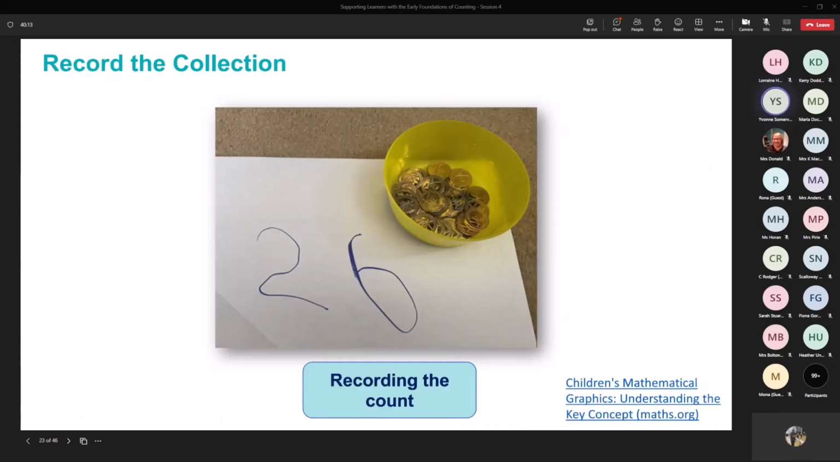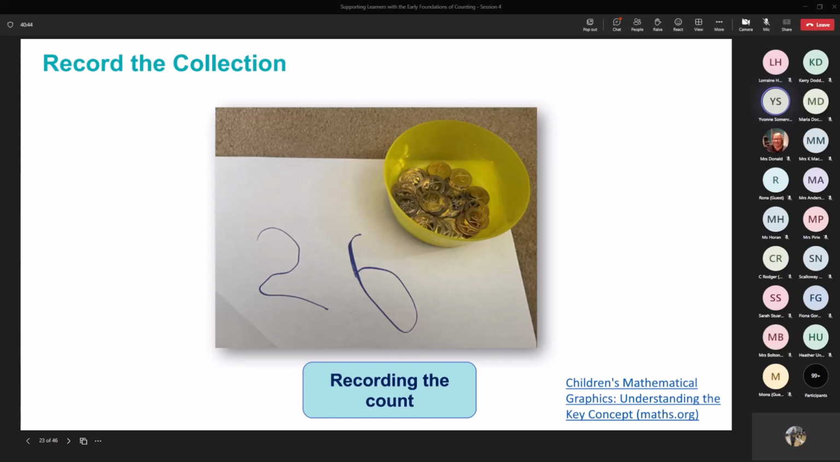So then the children were convinced that the pirates might come back to steal some of the treasure. So they decided that they were going to keep a note of how many coins there were by writing it down. And over the next few days, there were lots of children eagerly counting the coins just to check that there was definitely still 26 and the pirates hadn't stolen any. You can see an example of recording the count, and that's obviously very symbolic, in that the child in this example has used numerals.